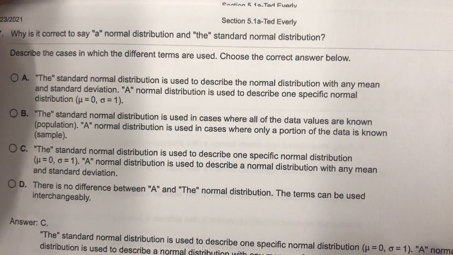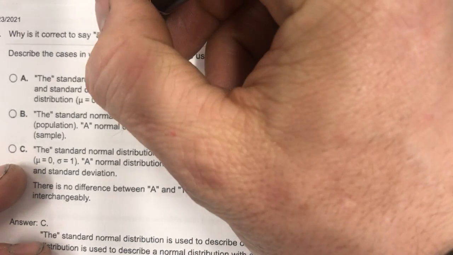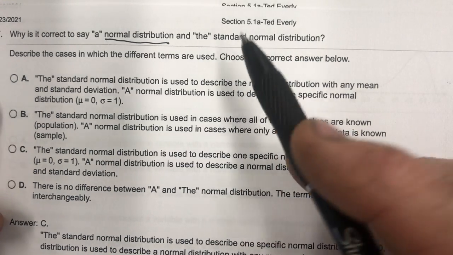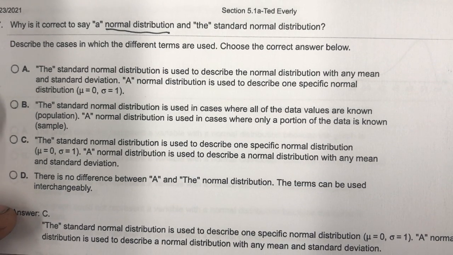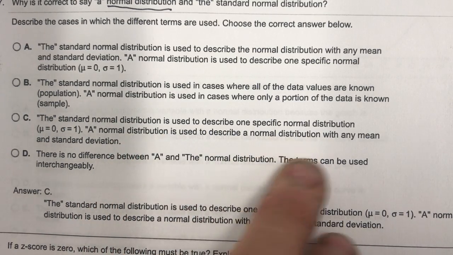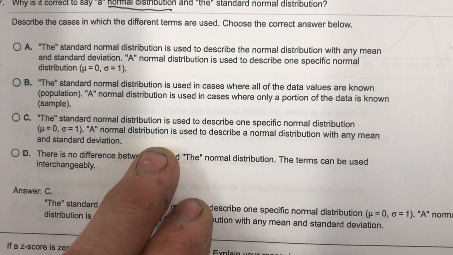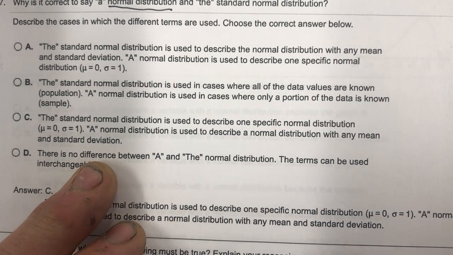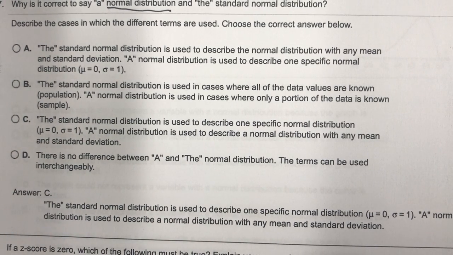Number 7. Why is it correct to say a normal distribution and the standard normal distribution? All right, so as I showed you some normal distributions, there's several kinds of those, but there's only one standard normal distribution, with the mean being 0 and the standard deviation being 1. So I think here, my answer is C. The standard normal distribution is used to describe one specific normal distribution where the mean is 0 and the standard deviation is 1. A normal distribution is used to describe a normal distribution with any mean and standard deviation. Your mean could be anything, and your standard deviation could be anything. But in the standard normal, you got these 2 numbers. It has to be those.